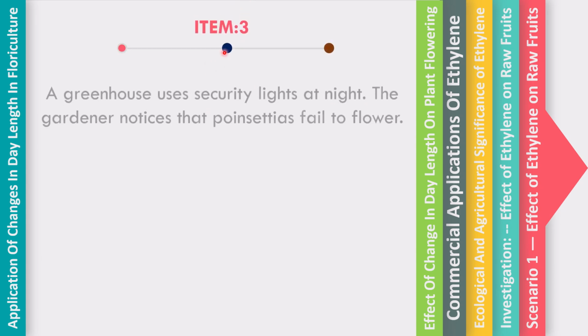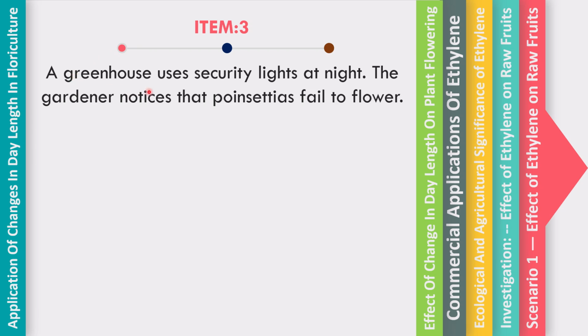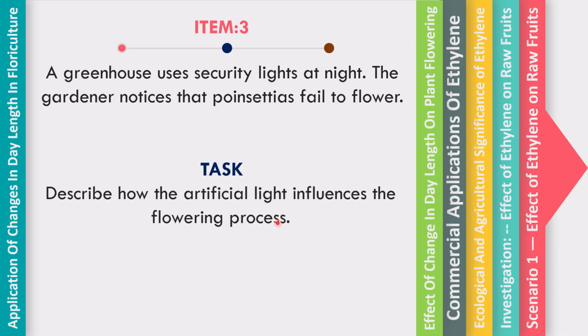Item 3. A greenhouse uses security light at night. The gardener notes that poinsettia fails to flower. Task: describe how artificial light influences the flowering process.